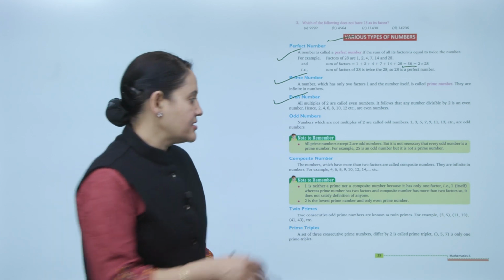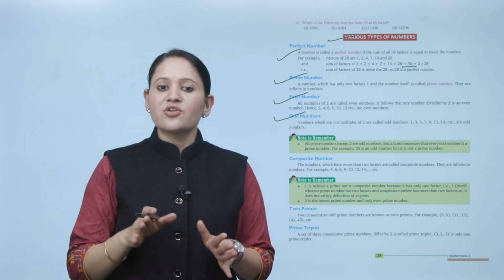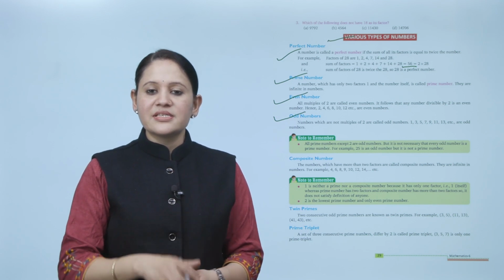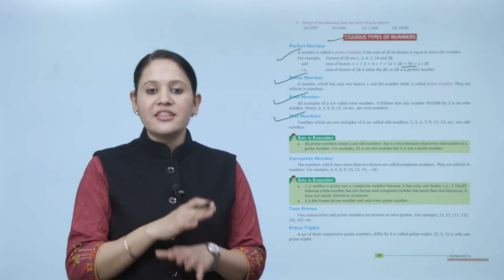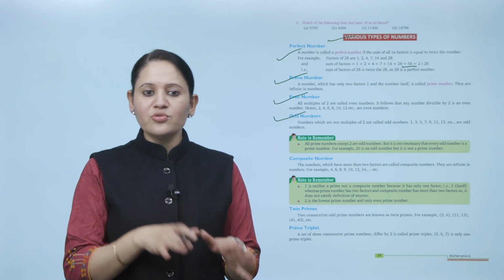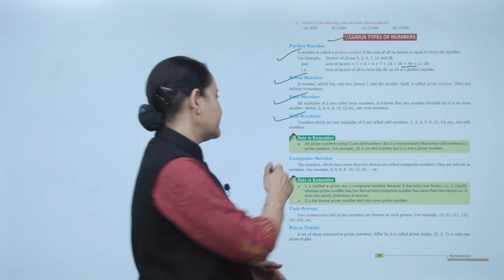Next is odd numbers. Numbers which are not multiples of 2 are called odd numbers. For example, 1, 3, 5, 7, 9, 11, 13 are not exactly divisible by 2, so these are odd numbers. Next, note to remember.